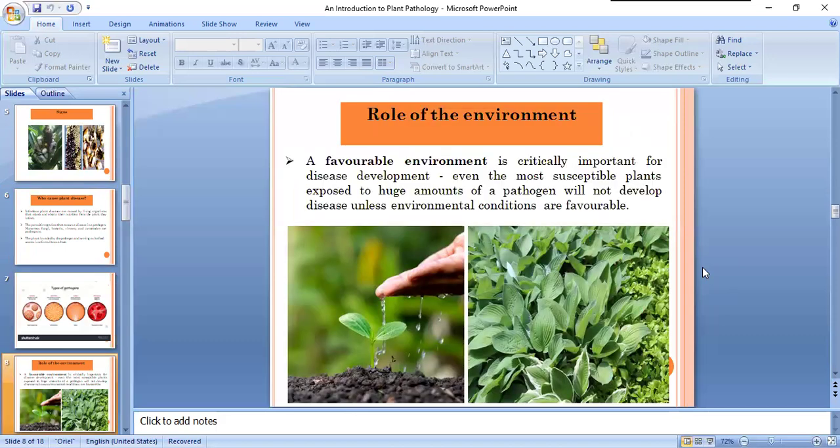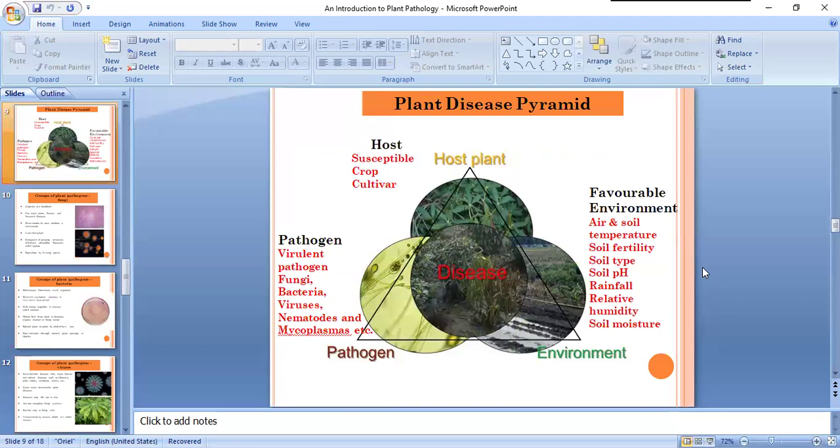Then the role of the environment in developing disease. The environment is a very important factor. If the environment is favorable for the pathogen, it can cause disease in plants. If the environment is not favorable for the pathogen, then the pathogen does not cause disease in plants. Even the most susceptible plants exposed to a huge amount of pathogens will not develop disease unless environmental conditions are favorable for pathogens. This is the plant disease pyramid.